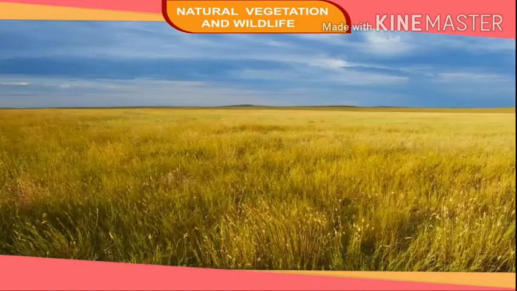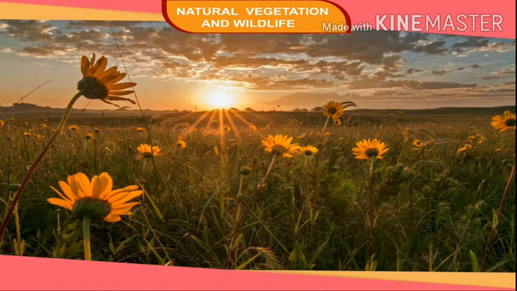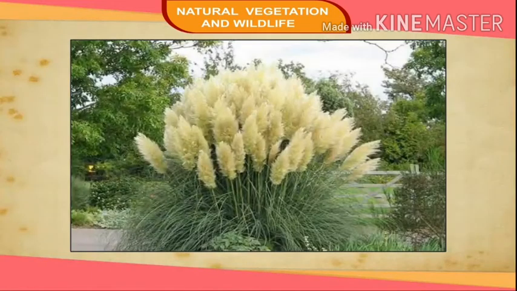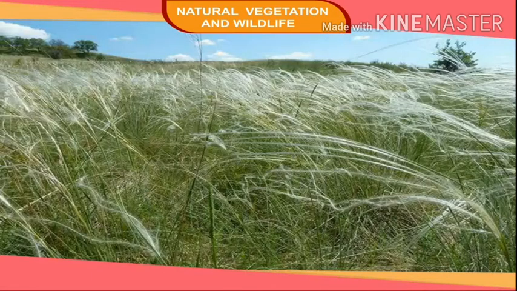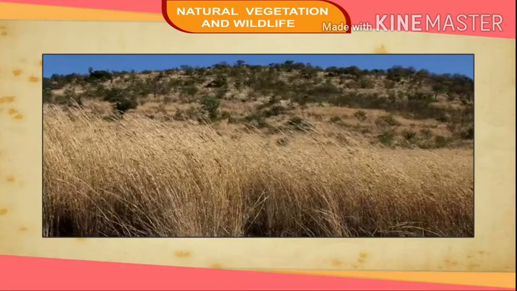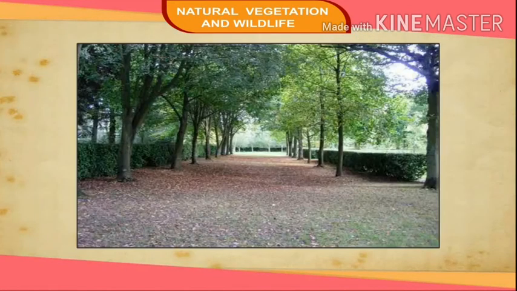Temperate grasslands. Grasslands are found in the temperate region also. They are found mostly in the interiors of the continent. In most of the continents, they have specific names such as prairies in North America, pampas in South America, steppes in Central Europe, velds in South Africa, and downs in Australia.